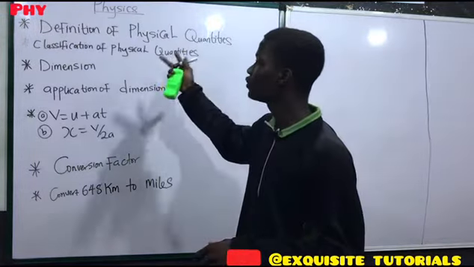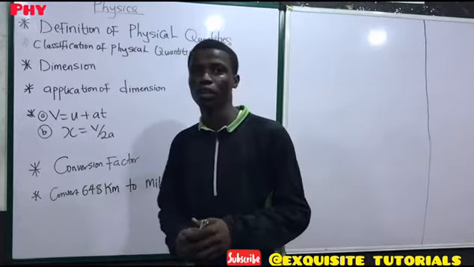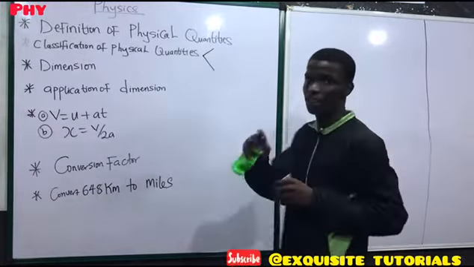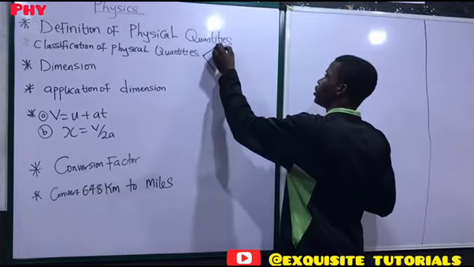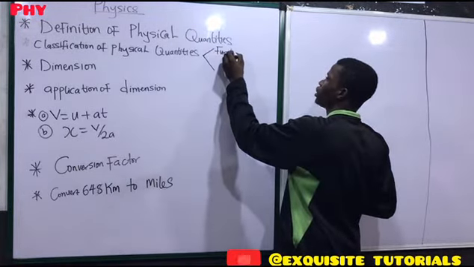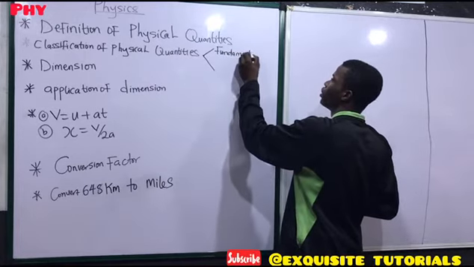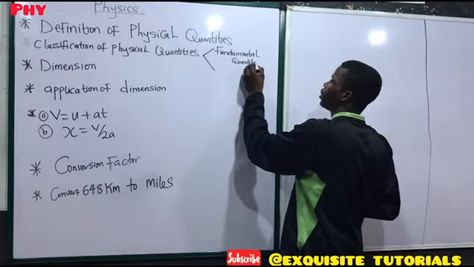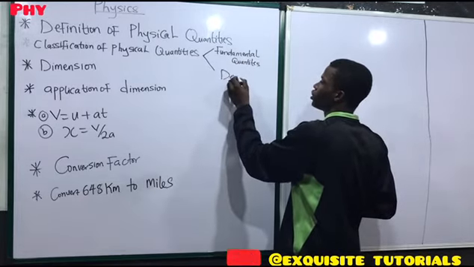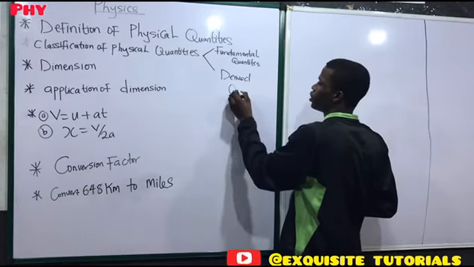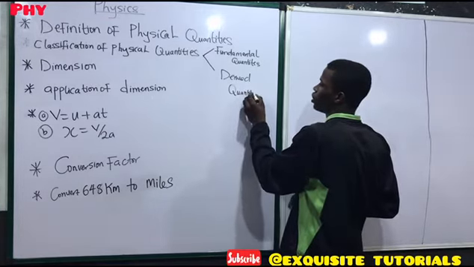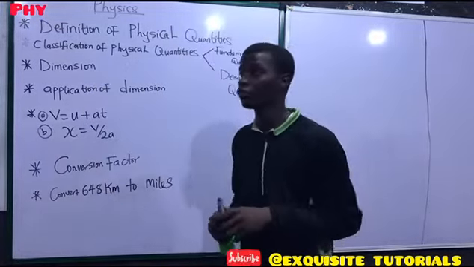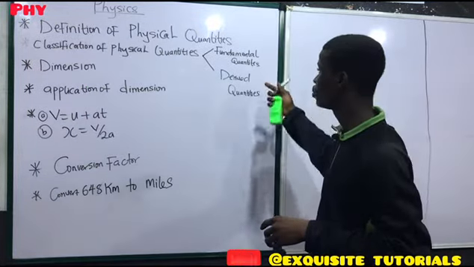Then the classification of physical quantity. Physical quantities are classified into two. They are divided into two: basically, the fundamental quantities and the derived quantities. So physical quantities are further divided into two: the fundamental quantity and the derived quantity.